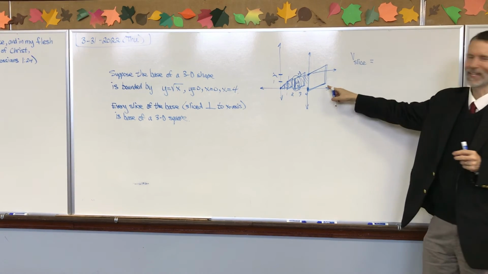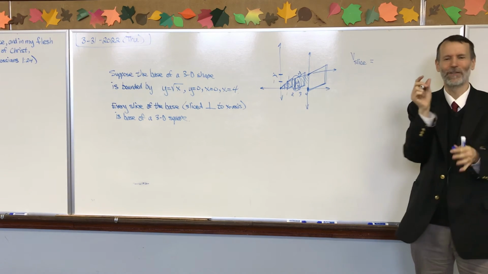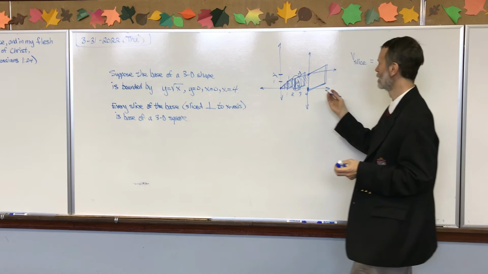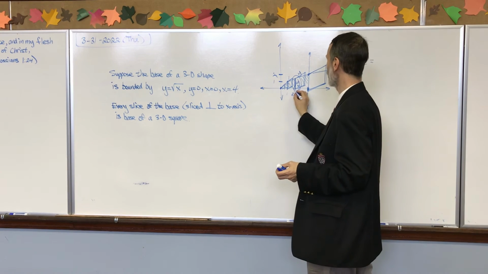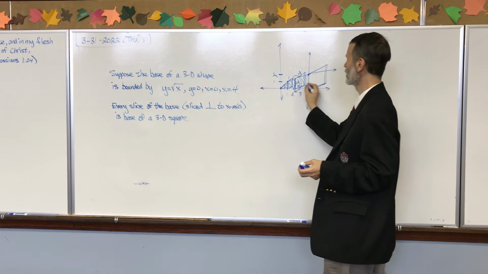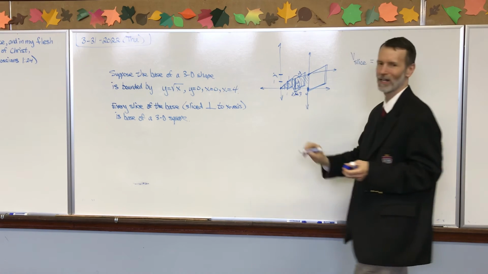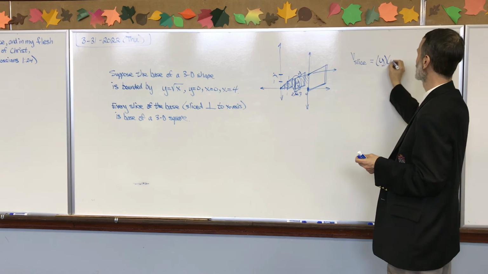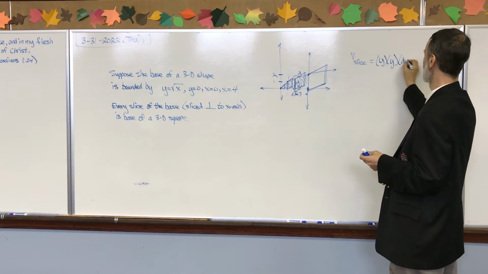Now what about a box? This is called a rectangular prism, by the way. I'll just call it a box. A very, very, very thin box. Is it y times dx? Do you see the thickness of this slice is going to be in the x direction? The volume of this is y times dx.